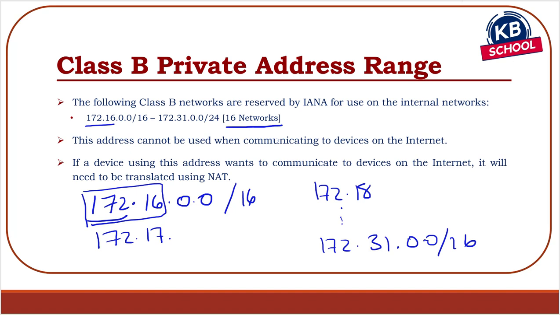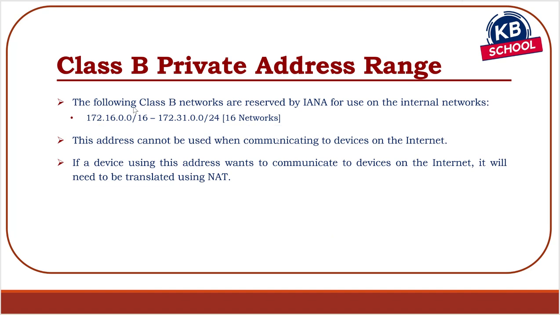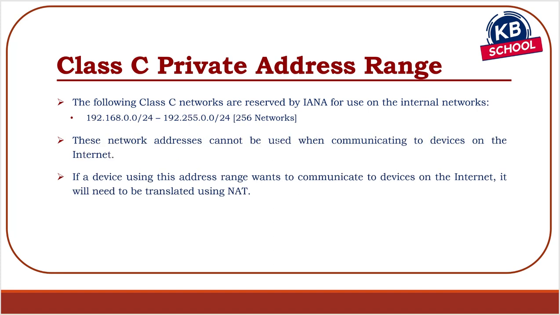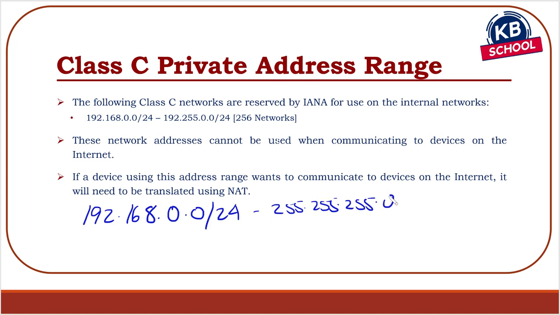All right. Similarly, because there are more networks in Class C, there are more Class C private addresses. What are those Class C private addresses? As you already know, in Class C the first 24 bits are your network bits. So the first Class C private address is 192.168.0.0/24, which is basically 255.255.255.0.